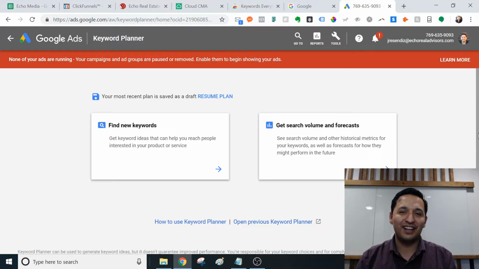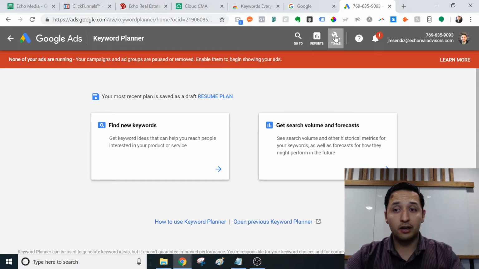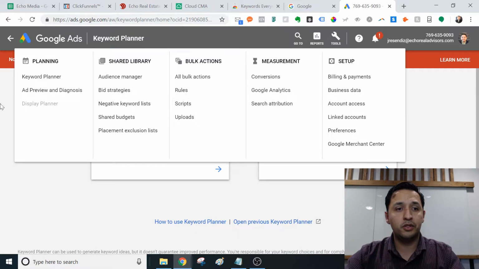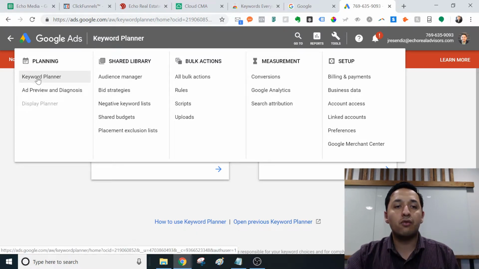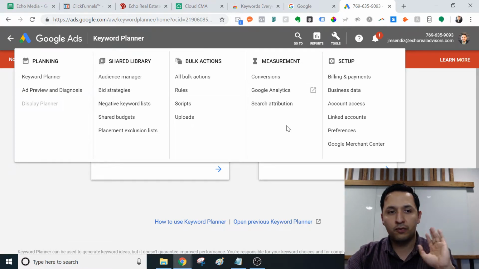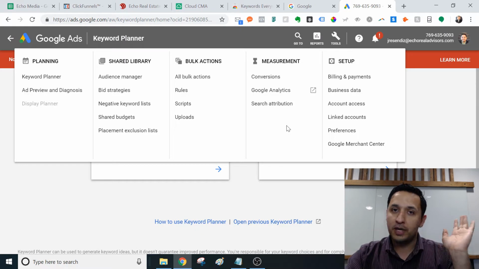I still have not lost that terminology. I still call it Google AdWords, but you're going to have your account ready to go. And how you get to the keyword planner: once you log in, you're going to go to tools and the keyword planner is up here. Now, we're not going to go into every single column today, but if you want more information, it'll be in the course.